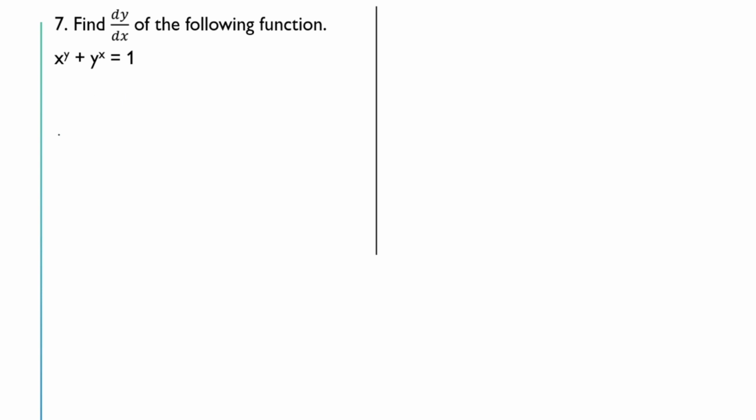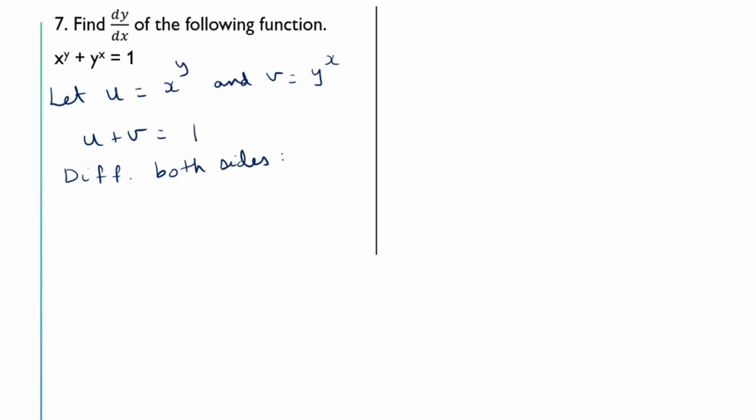Now when we have questions of this form, we have to take, let u is equal to x raised to y and v is equal to y raised to x. So which means u plus v equal to 1. Now we'll differentiate both sides. We get du by dx plus dv by dx equal to 0. Now we will take u is equal to x raised to y and then find du by dx, then v is equal to y raised to x, then find dv by dx, and then we will find dy by dx.